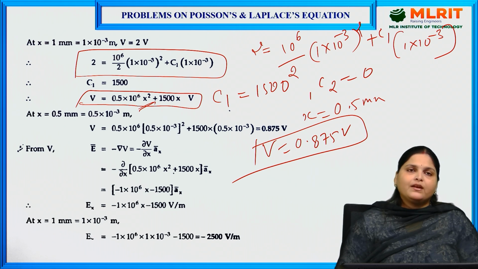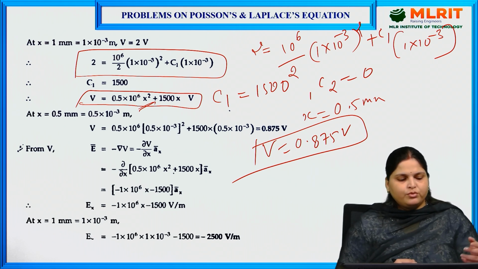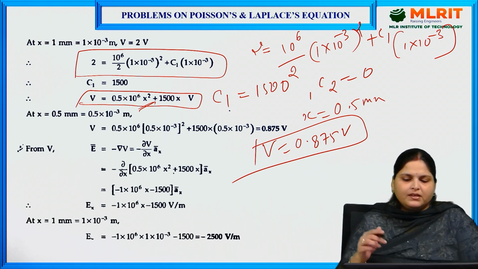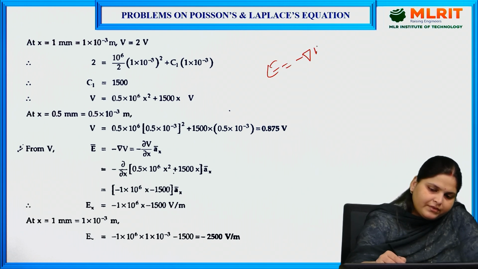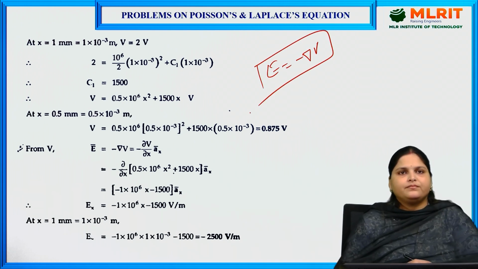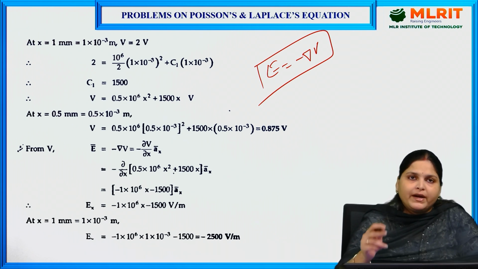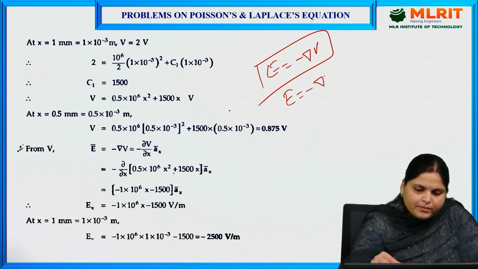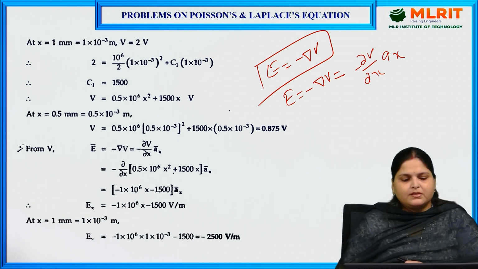Next we have to calculate E at x is equal to 1 mm. So to put the value of x, first we have to find out E. We already know the formula. E is equal to negative gradient of v, right? So the v equation we already have, and we have to write this equation in terms of x. So this equation becomes E is equal to minus del v, or we can write it as minus dou v by dou x ax, right?